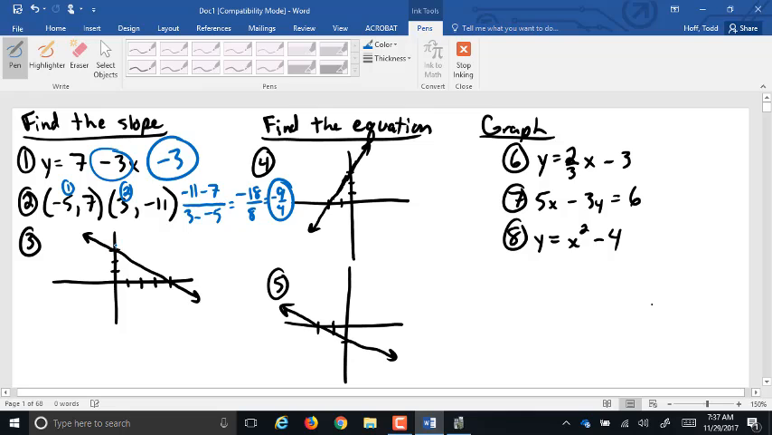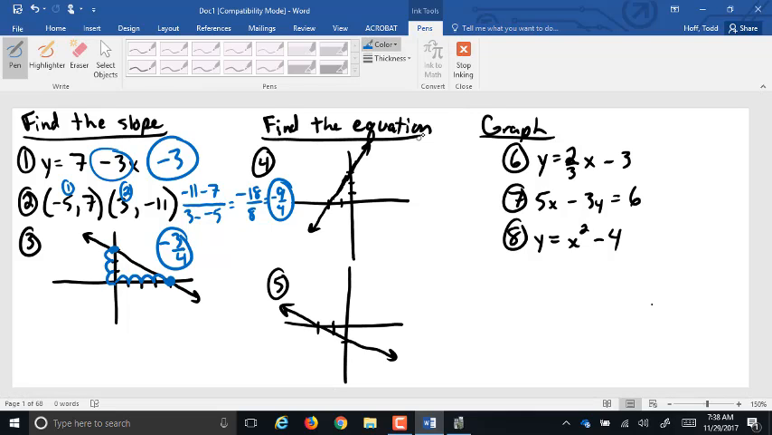And then this one, we've got 2 points there and there. We're going down 3 over 4, so it's a -3/4. Questions on 1, 2, or 3?